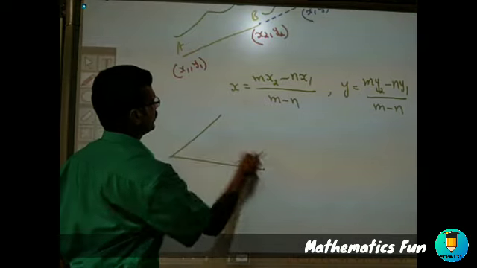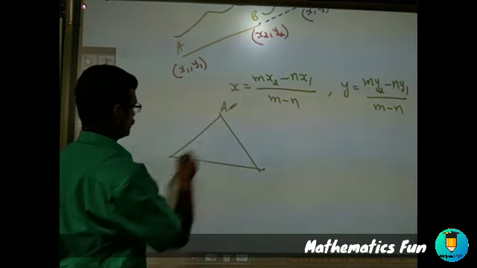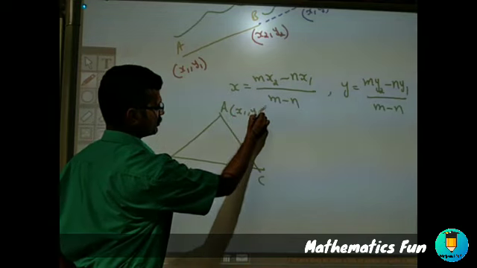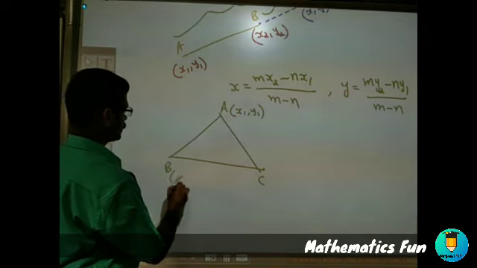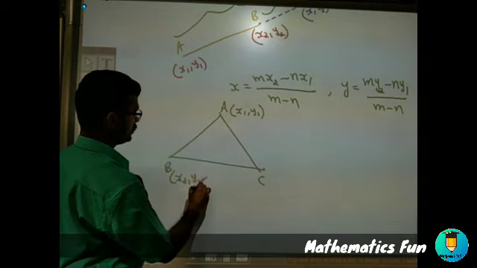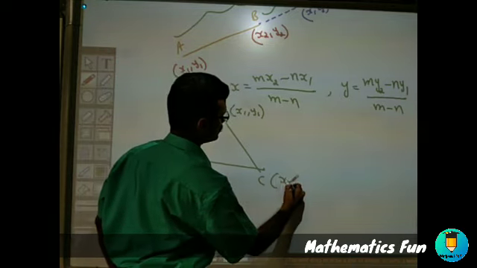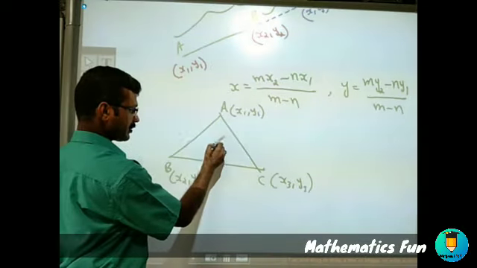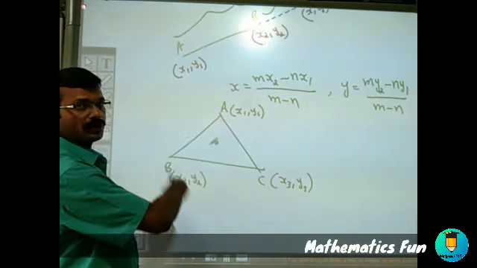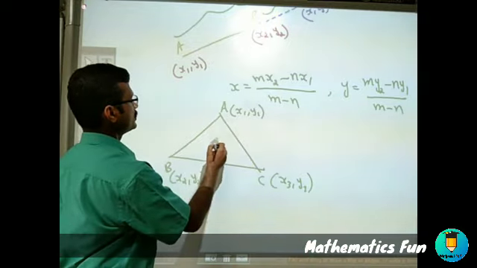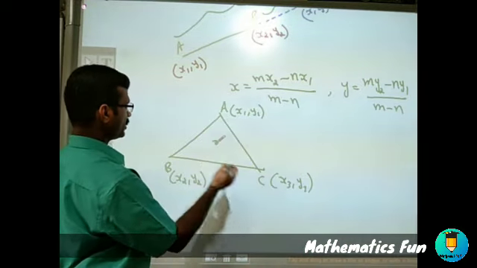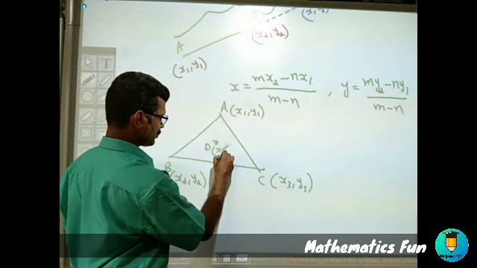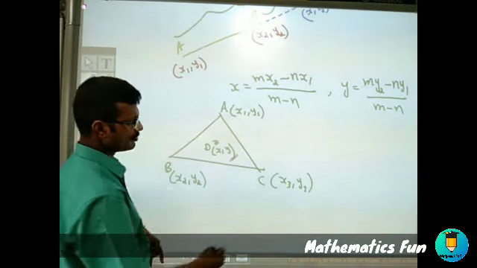Let the triangle be ABC. If the coordinates of A are x1 comma y1, B's coordinates are x2 comma y2, and C is x3 comma y3, then the coordinates of the centroid, that is the meeting point of medians, let it be D. The coordinates of D, the centroid, let it be x comma y.